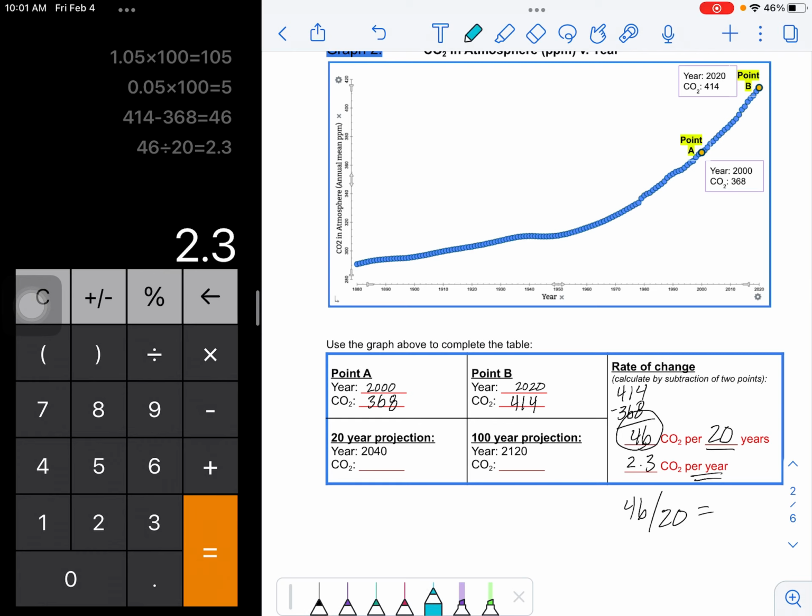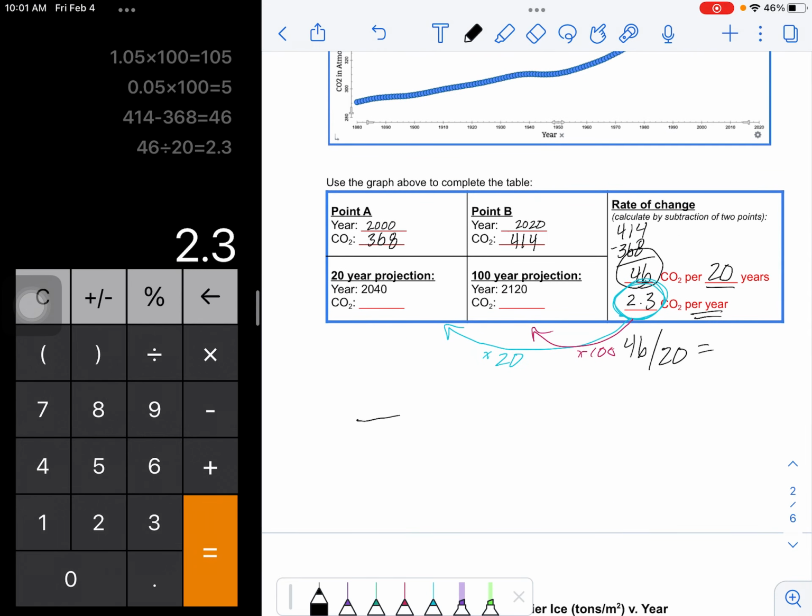So now that I know my per year value, I can project out what would that be in 20 years? What will that be in 100 years? And remember, once I get that amount, to take that 20-year change and the 100-year change, and I have to add those to the current, which for us on this graph is 2020. So when I get my projections going, it'll be the 20-year plus that current.